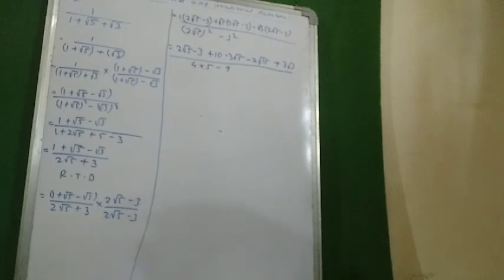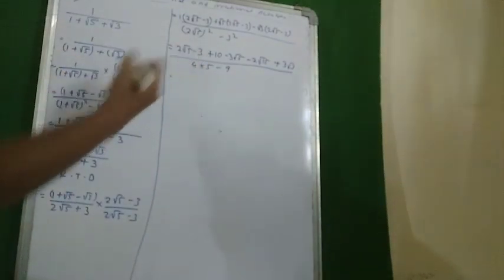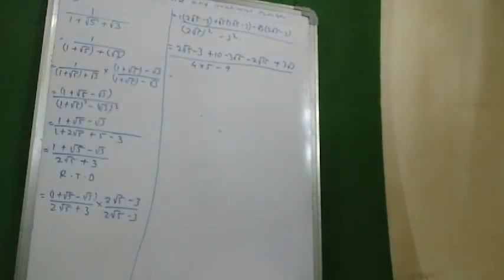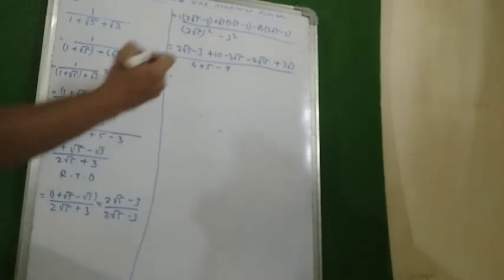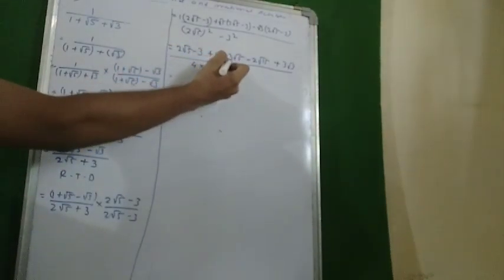Okay. So 2 square root of 5 minus root 3. Oh, sorry. 2 square root of 5 minus 3 square root of 5.